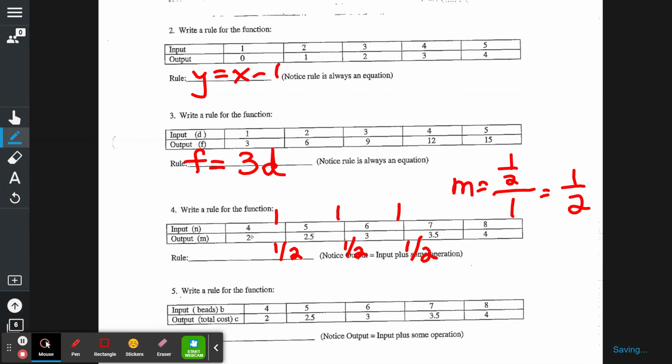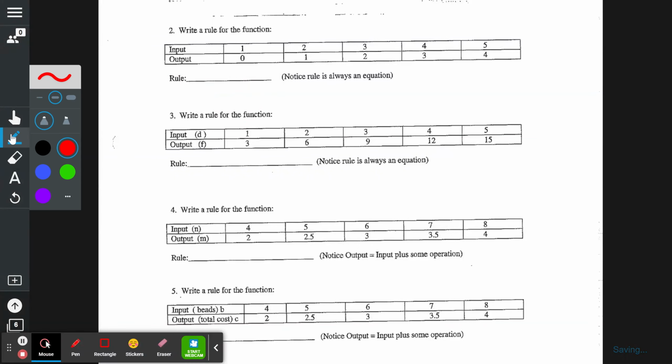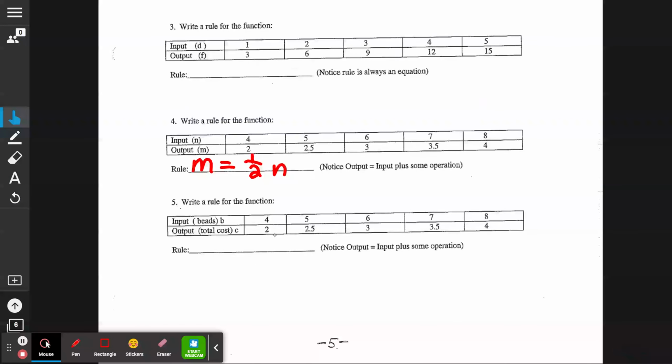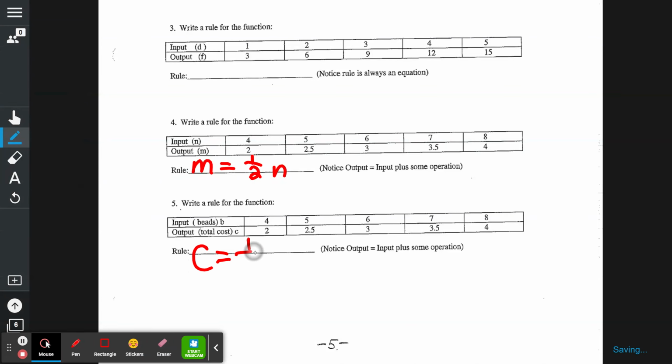And I notice that alone works because half of 4 is 2, half of 5 is 2.5, half of 6 is 3. So I know that my rule would normally be y equals 1/2 x, but in this case, I can't say y equals 1/2 x because they gave me different variables and I have to use the variables I'm supplied. So my output m equals 1/2 my input n. And for number 5, it's the same numbers, so it's the same rule. They're just seeing if I can use the different variables. So c equals 1/2 b.